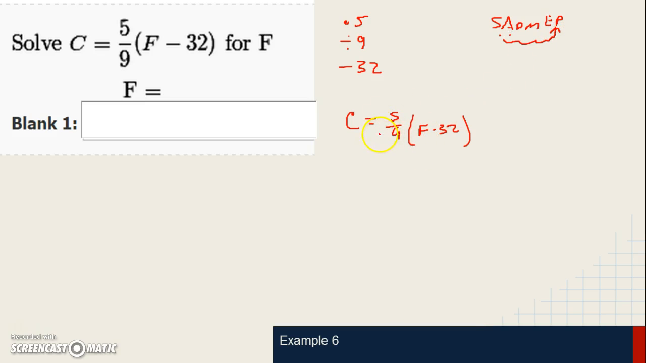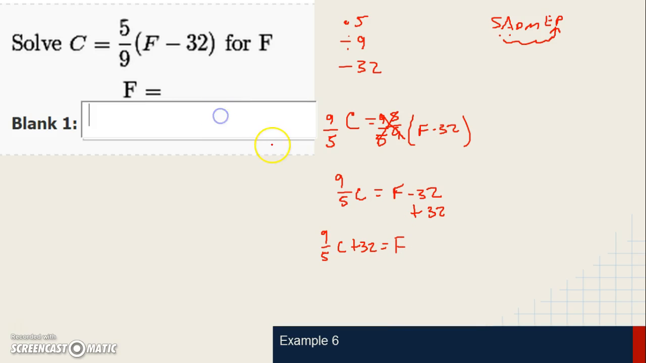So I begin by dividing by 5 and multiplying by 9. You'll notice this is a reciprocal. So when I multiply by 9 and divide by 5, I'm multiplying by the reciprocal. 9 divided by 9 is 1, that's an identity. 5 divided by 5 is 1, that's an identity. When we multiply by 1, we get the same thing. We have 9/5 c equals f minus 32, and we can just add 32. 9/5 c plus 32 equals f.